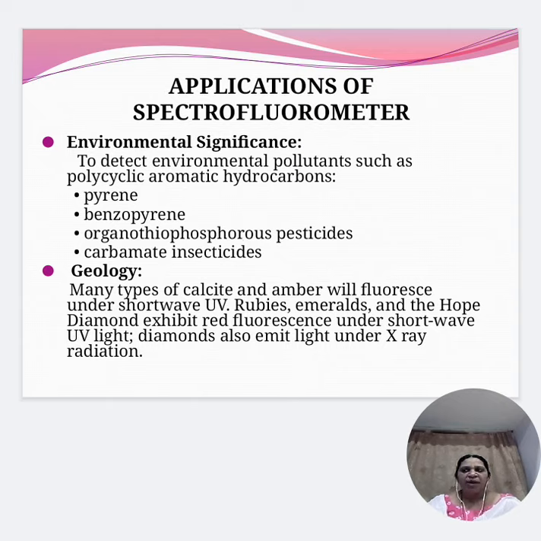Then in the field of geology, many types of calcites and amber will fluoresce under shortwave UV. Rubies, emeralds, and the Hope diamond exhibit red fluorescence under short UV light. Diamonds also emit under X-ray radiation. They are used in geology because fluorescence effects are observed in certain materials, and rubies and emeralds can also be identified. So in the field of geology, spectrofluorometers are used.